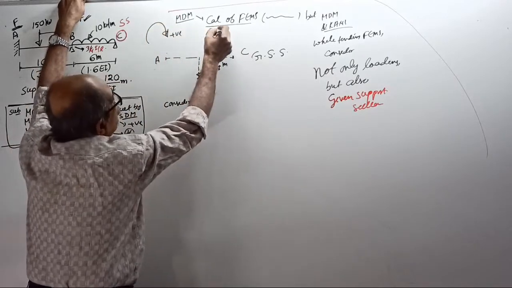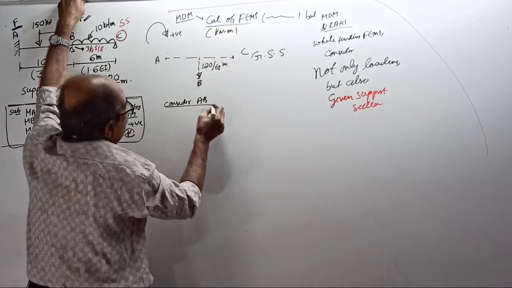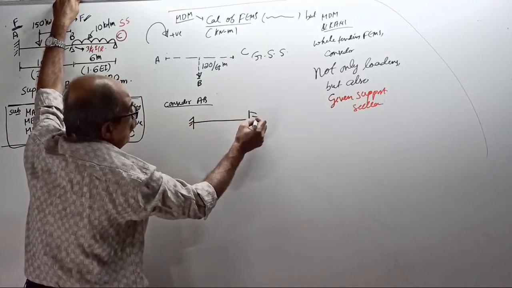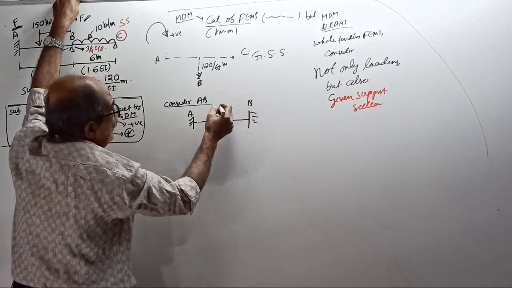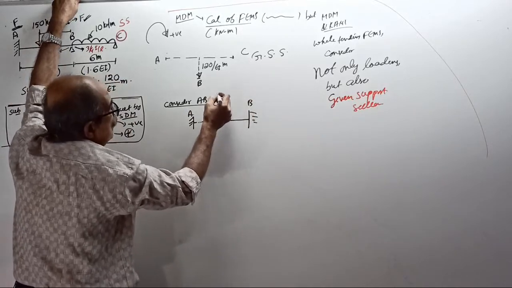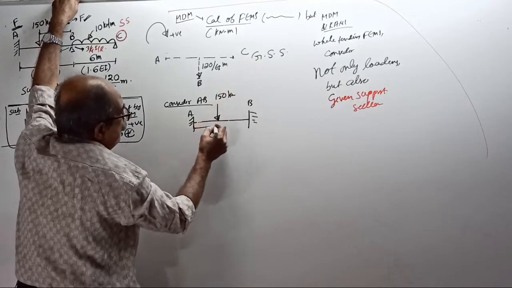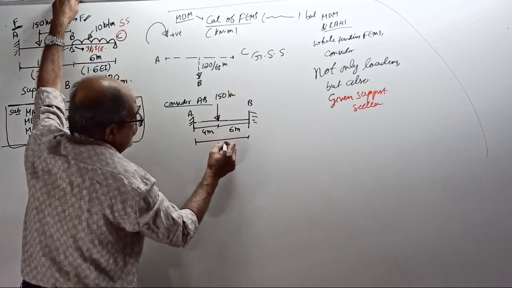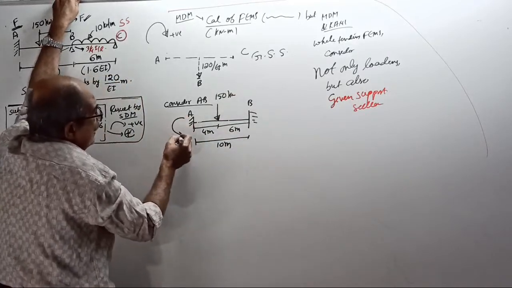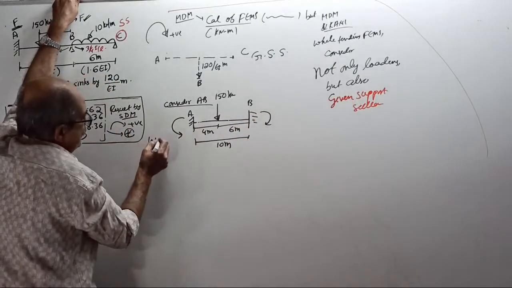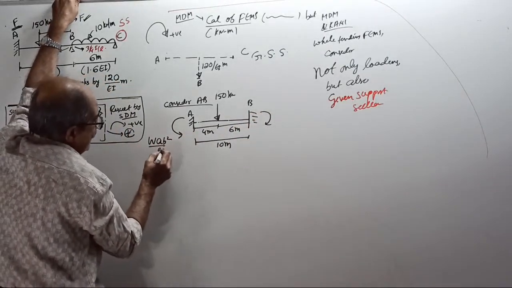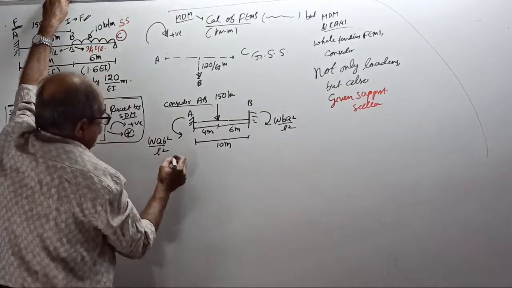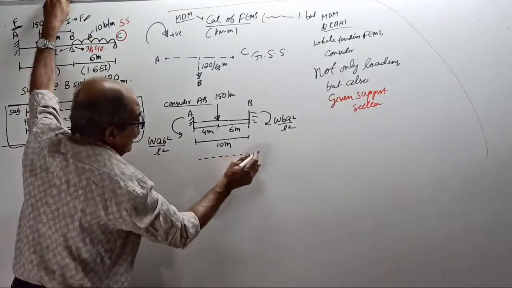And all FPMs are in kilonewton meter. When you consider AB, one diagram you write for loading. A is here, B is here. There's a point load of 150 kilonewton. This is 4 meter, this is 6 meter, and span is 10 meter. Anti-clockwise here, clockwise here. You know the formula: W a b square by L square, W b a square by L square.